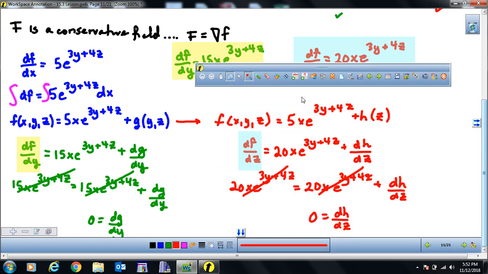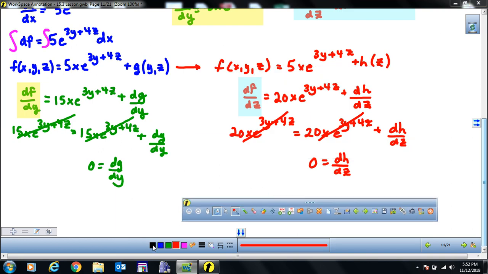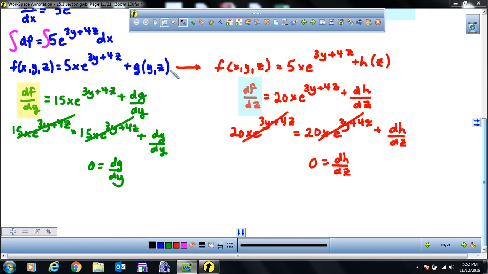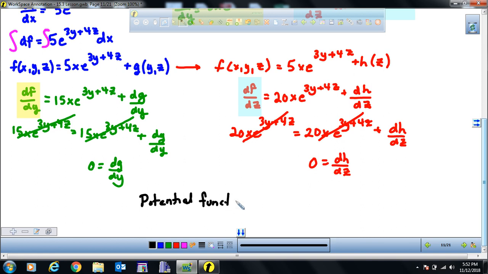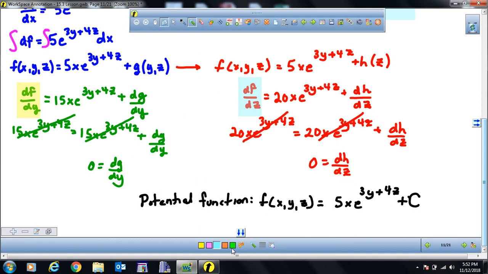Okay? So then, what can we say at last about our potential function? That this is not a function with respect to y, and this is not a function with respect to z, but that is just a constant. So the potential function will then be f of x, y, z equals 5x times e raised to the 3y plus 4z plus some constant c. This is the potential function.